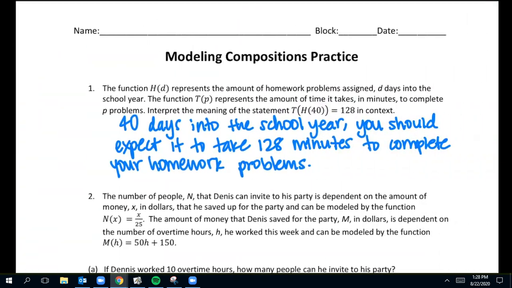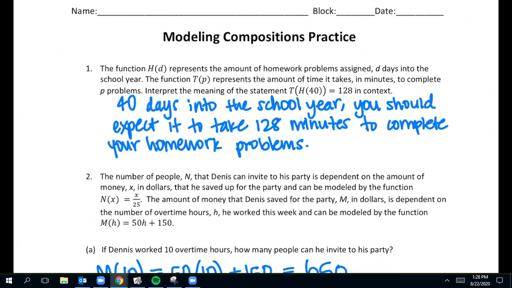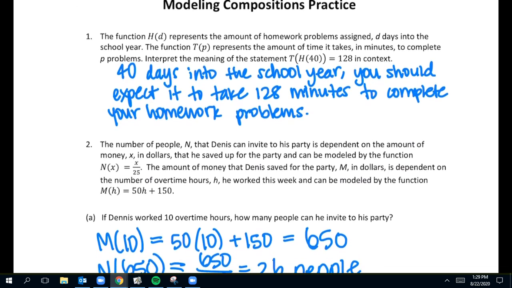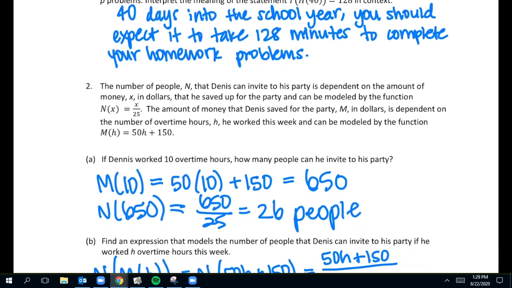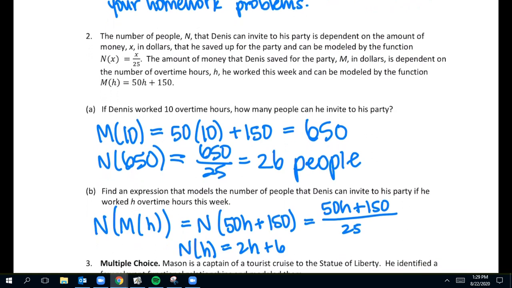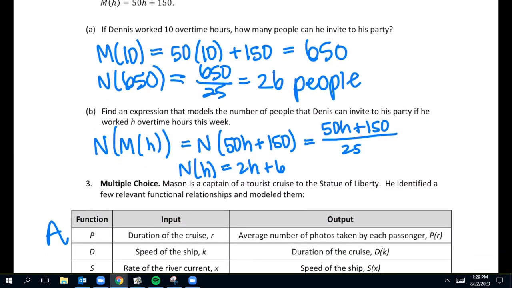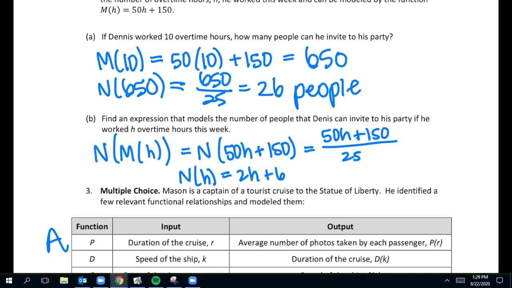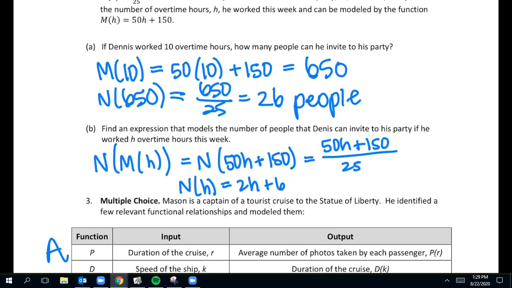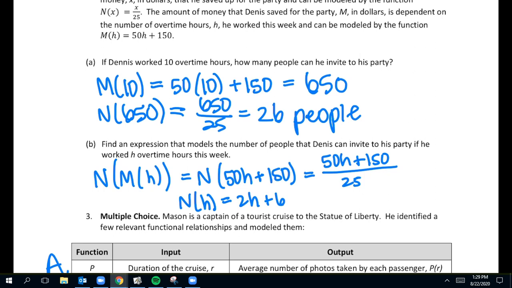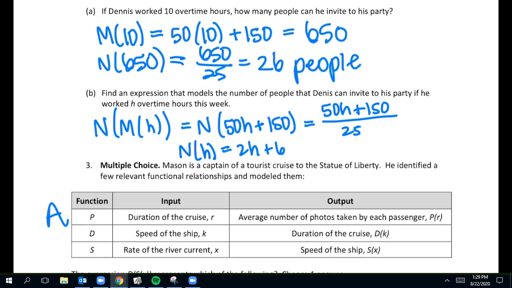Now this practice has a couple of examples. The first one you were just interpreting, and so I'll let you look at that answer and check it with yours. Number 2 started to get where we had a little bit more math involved, and so same idea. We wanted to plug 10 into the overtime and then see how much money he made, and then we can plug the money into the party equation and see how many people he can invite.